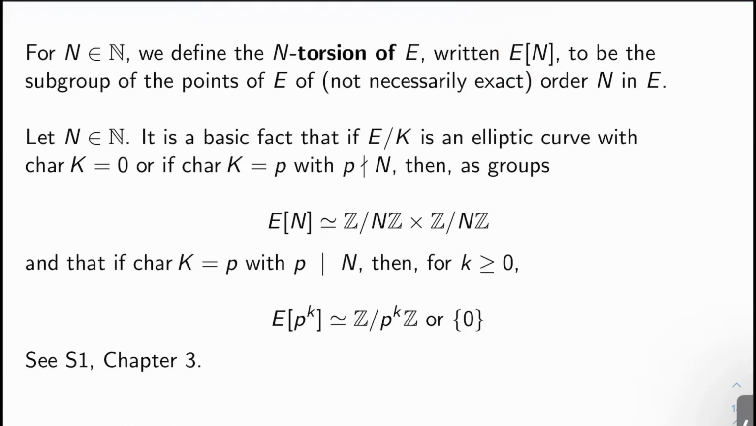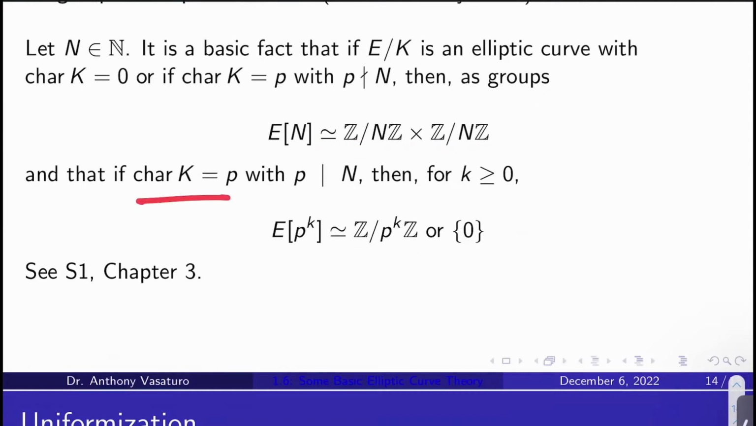What is the n-torsion of E as a group? Well, let n be a natural number. It's a basic fact that if E over K is an elliptic curve where the characteristic of K is 0, or if the characteristic of K is p and p doesn't divide n, then as groups, the n-torsion of E is abstractly isomorphic to Z/nZ cross Z/nZ. What if the characteristic of K is p and p does divide n? Well, then the p^k-torsion of E, for k greater than or equal to 0, is just isomorphic to Z/p^kZ, or it's the trivial group. And you can see Silverman chapter 3 for this.